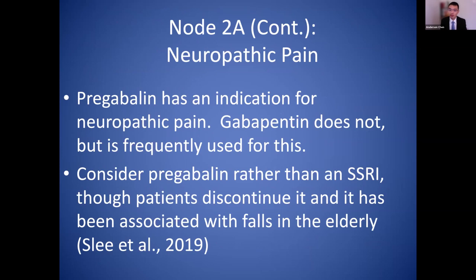Pain is, of course, complex, and there are many different subtypes, from acute to chronic, which changes to central, as well as inflammatory and musculoskeletal. But here we're just talking about neuropathic pain. By the way, pain is quite common in the elderly as the body goes through wear and tear. Pregabalin has an indication for neuropathic pain, and gabapentin does not, but it's frequently used for neuropathic pain. So you might consider pregabalin rather than an SSRI. But if you do that, just be mindful your patients might discontinue it because they're not tolerating it. It's been associated with falls. They might have Googled it and seen it.